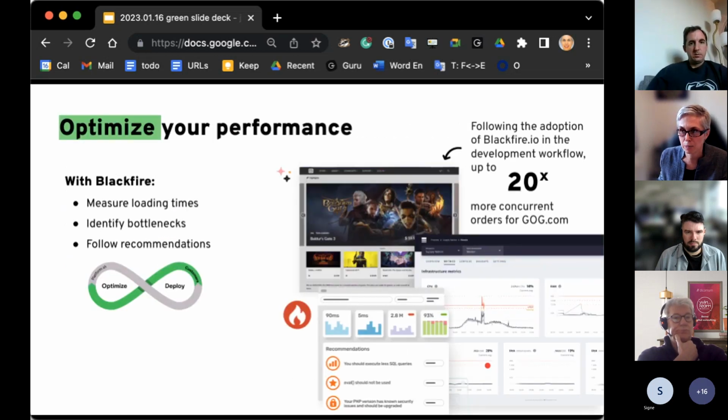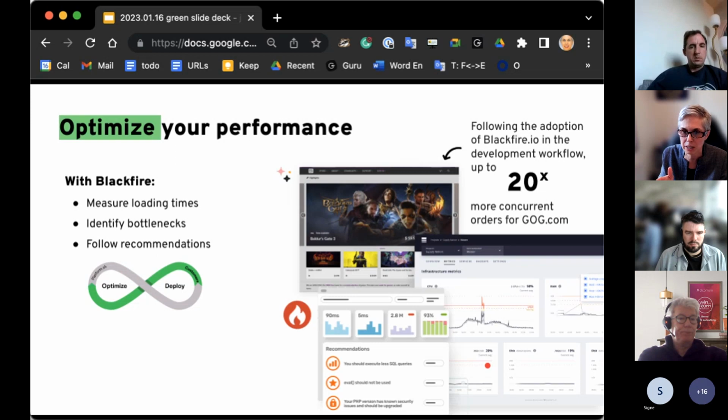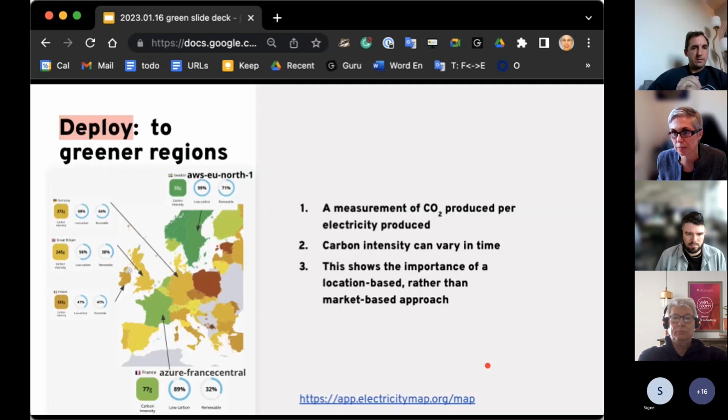Okay, so now I've talked about the APM. This is an example where Good Old Games was using Blackfire, an APM, and they were able to reduce their resource use by a factor of 20 and have a better performing app at the end. So we really think this shared responsibility model is the way to go in terms of optimization, these two together.